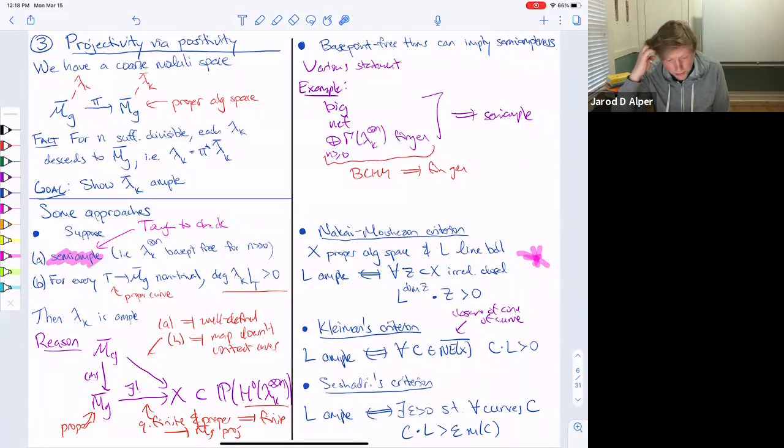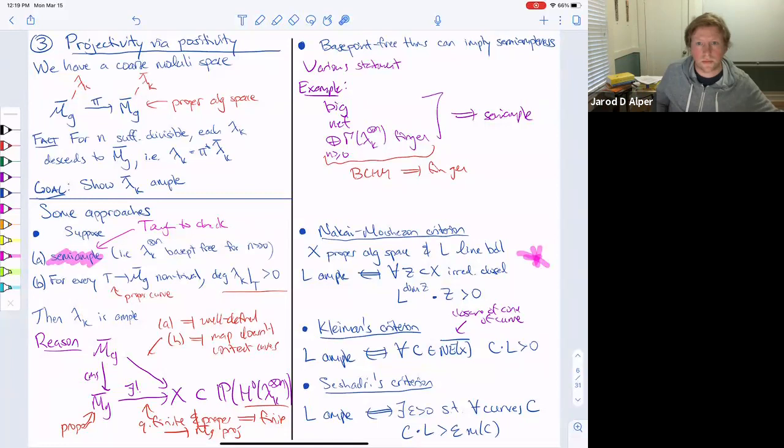And I view all of these criteria, basically everything on this slide, as criteria that may or may not work depending on your technical hypotheses. And I think the Nakai-Moishezon criterion was the criterion that Kollár was able to use in his ampleness criterion. All right, so now we're going to move on to Kollár's method, but I'll stop for questions.